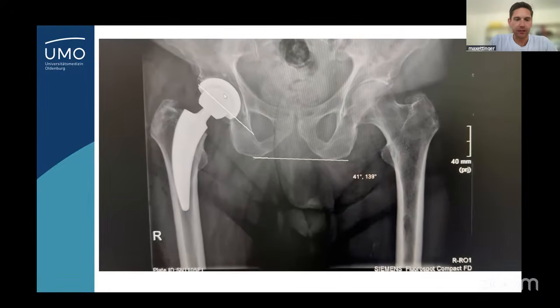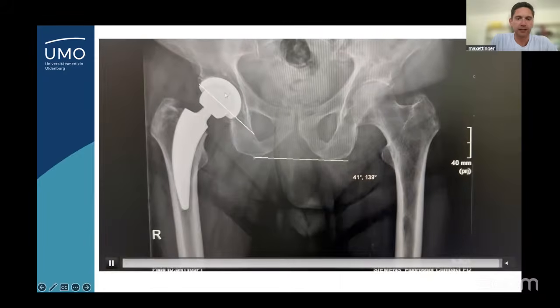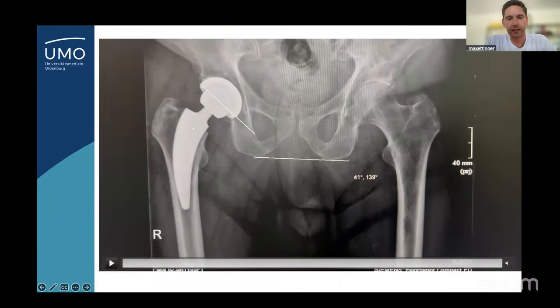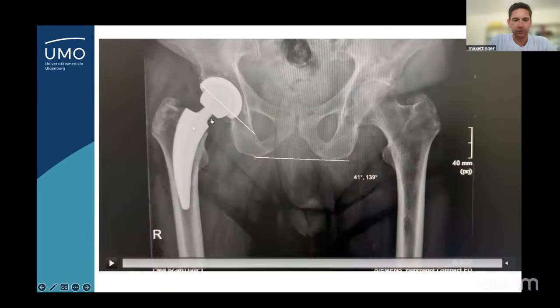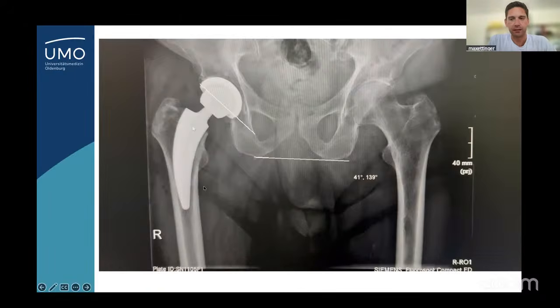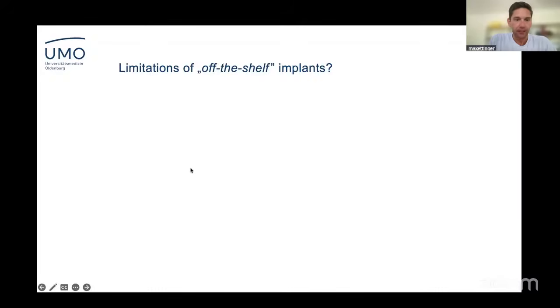So by playing around with the height and the angle of the osteotomy, you are able to reconstruct basically every anatomy.